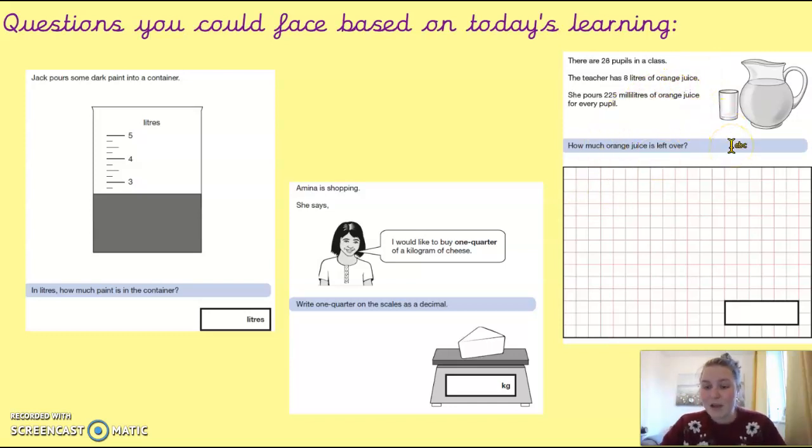So go and have a go. As always, there's easier, there's harder choices to choose from for today's work, and then there is a challenge.